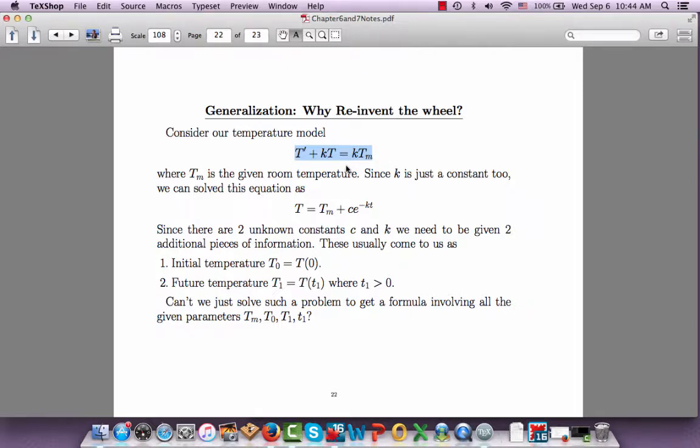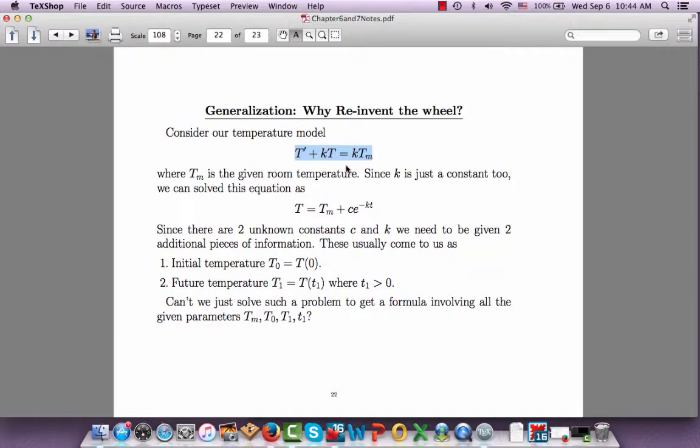And again, k in this model just comes up from our interpretation of the thermodynamics, the laws of thermodynamics. So this is related to how fast the object will actually cool. Different materials will cool or heat up faster when placed in a room of a certain temperature. So this k is dependent on the actual object.